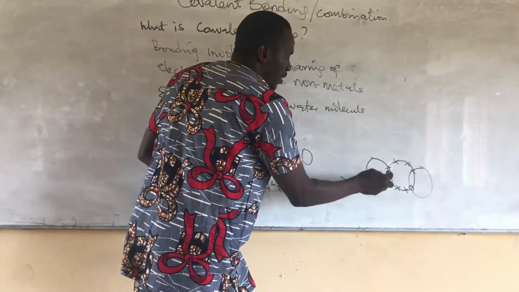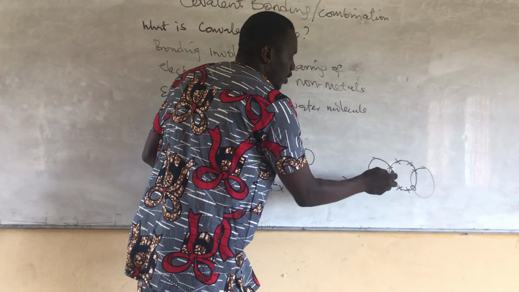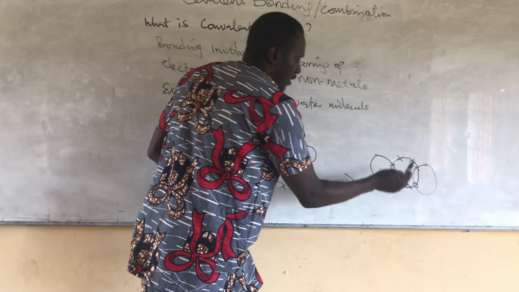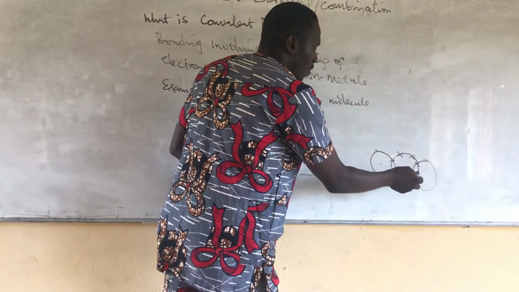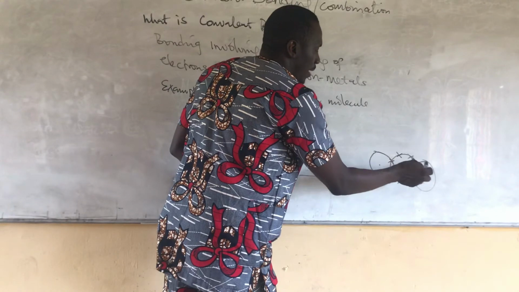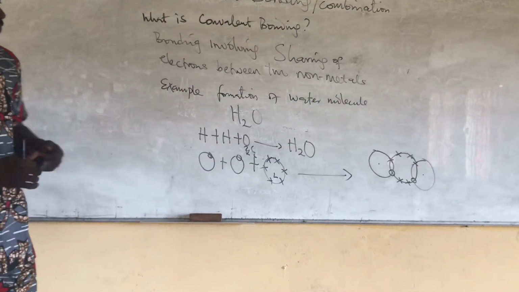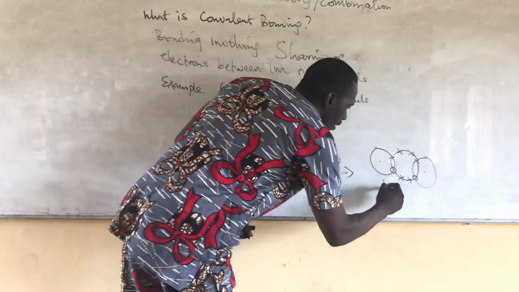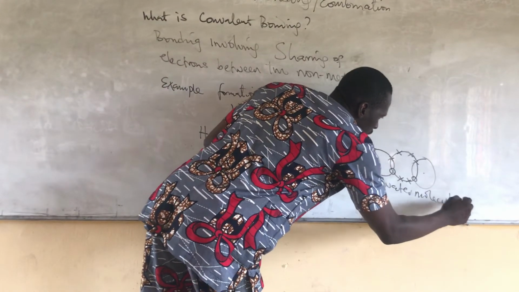So for hydrogen, 1, 2, it has formed a stable structure. For oxygen, 1, 2, 3, 4, 5, 6, 7, 8, it has formed a stable structure. Then for the other hydrogen, 1, 2. So this is what is involved. There is no loss or gain. So this is your water molecule.